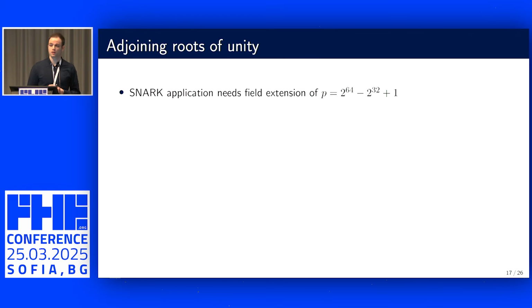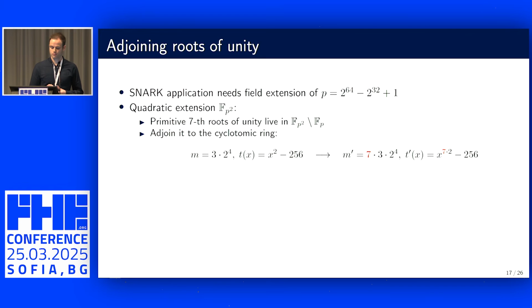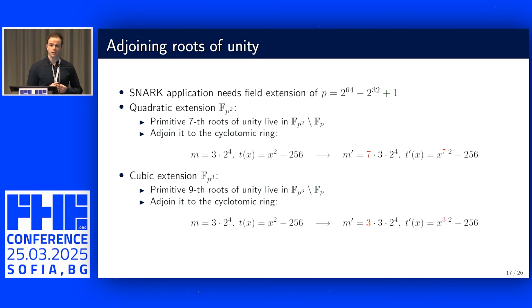One important thing that we need in the SNARK application is adjoining roots of unity to define field extensions. In this slide, I just want to briefly mention that this is possible. For example, to define a quadratic extension, we simply need to multiply our index by an additional small prime factor of 7. Similarly, we can also define cubic extensions by multiplying by an additional factor of 3.